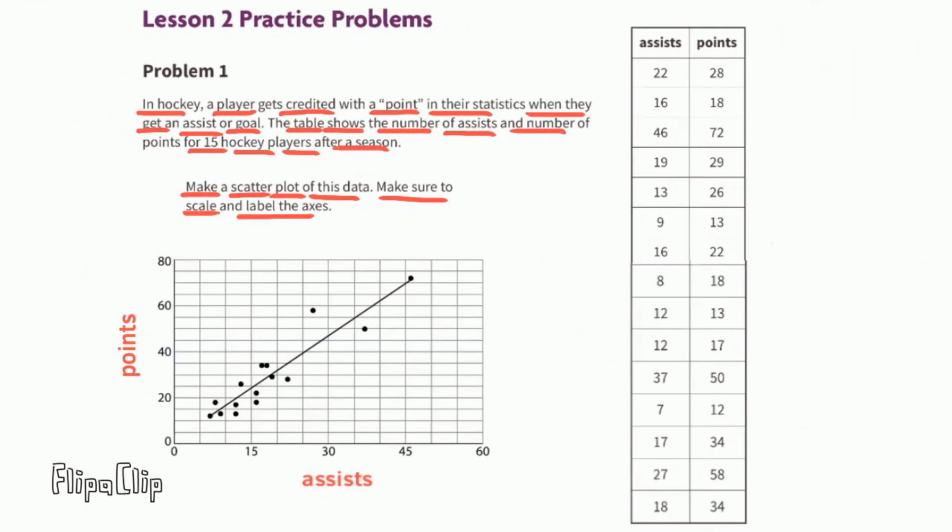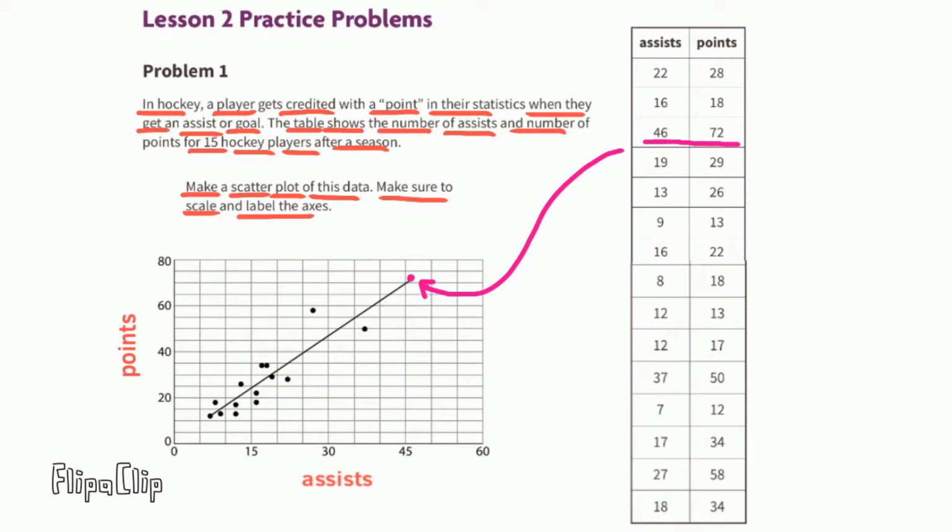Here you can see the scatter plot. The horizontal axis represents the assists, and the vertical axis represents the points awarded. Both the assists and the points are displayed in 5-unit increments. I'll quickly match each set of data with its matching point. 22 assists, 28 points. 16 assists, 18 points.